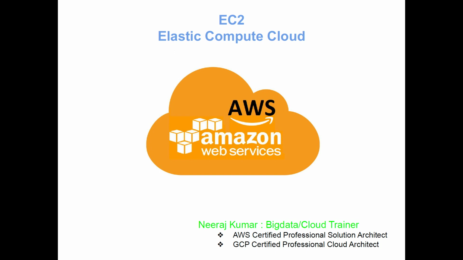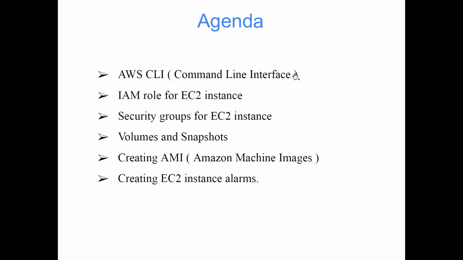We will be covering a few more advanced topics today. So let's have a quick look at the agenda. The agenda for today's class is AWS CLI, that is command line interface. We'll throw more light on that. Then IAM role for EC2 instances, security group for EC2 instance, volume and snapshots, creating AMI, that's nothing but Amazon Machine Image, and creating EC2 instance alarms. There's a different purpose of each and every service, and we will talk about all these things practically.